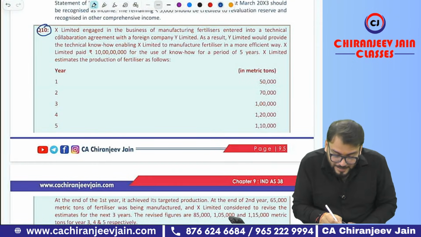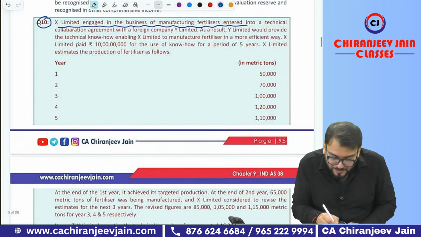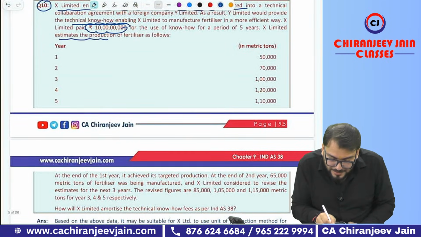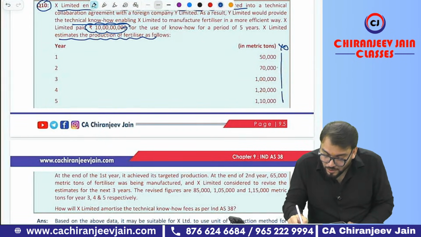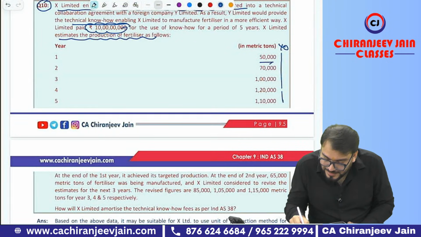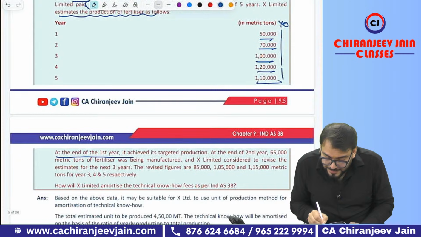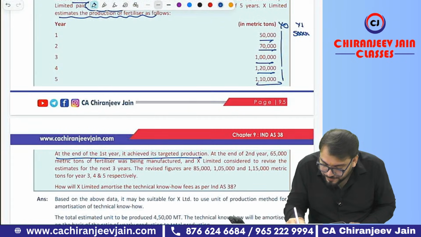Once again. X Limited is engaged in the business of manufacturing fertilizer and they purchased technical know-how, and the amount paid was 10 crore. You can see they have estimated the production in year 1. This is at Y0. Now, at the end of the first year, they achieved the target production.